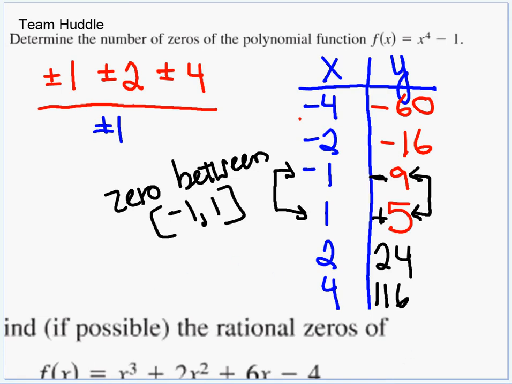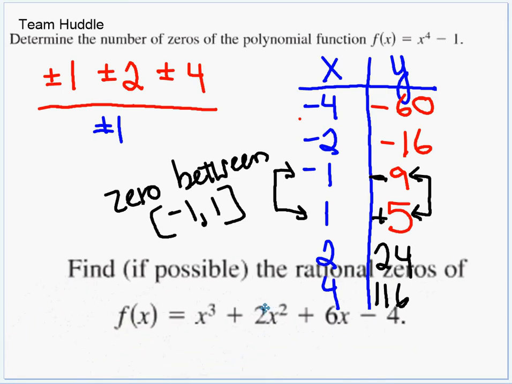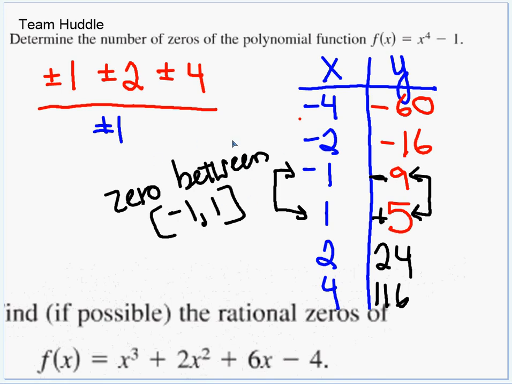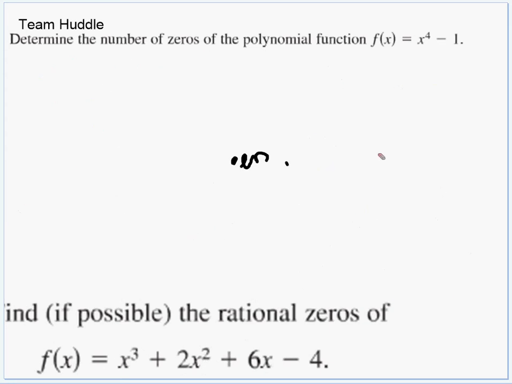So it looks like here we have no rational zeros, but we did figure out where one of the irrational ones would live. It's not going to help us find it, but it is in there somewhere.